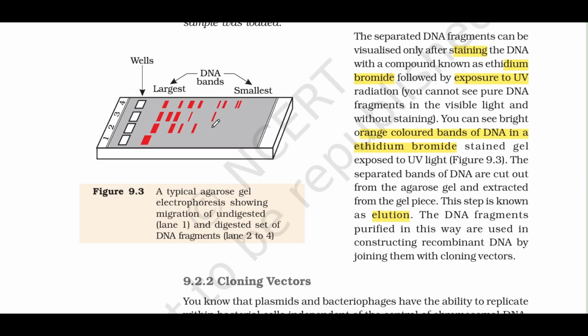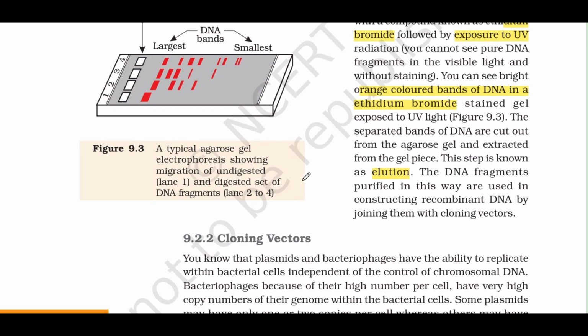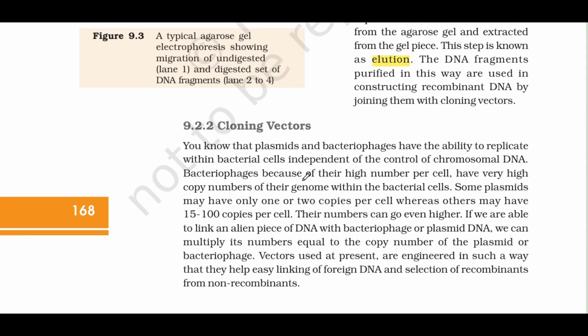This separated piece of DNA can be extracted from the gel, and this process is known as elution. Note that elution is the extraction of the fragments of DNA from the agarose gel. And these purified DNA fragments can be used for constructing recombinant DNA, so they can be reused.